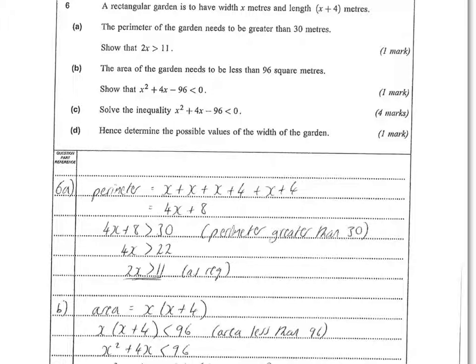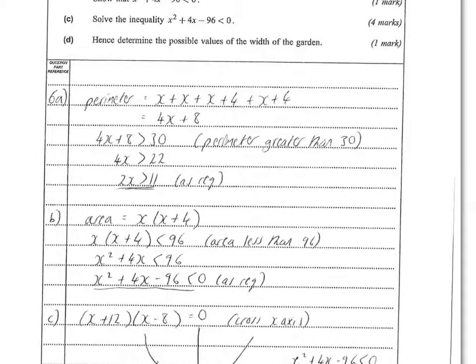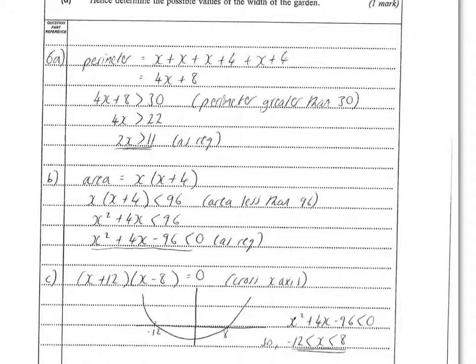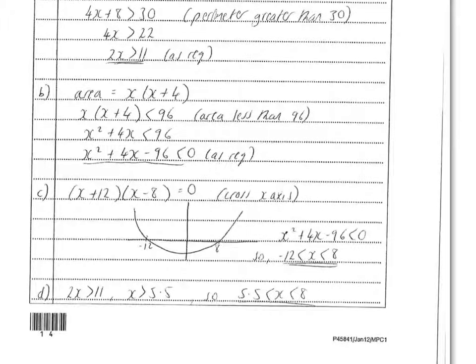The area is less than 96, so again, they've started with a sensible statement, area of a rectangle, length times width, less than 96. As that simplifies, you get a quadratic inequality. In part C, you solve that quadratic inequality. For part D, you've got to combine the answers that you obtained in part A, which were these, and the answers you obtained in part C.